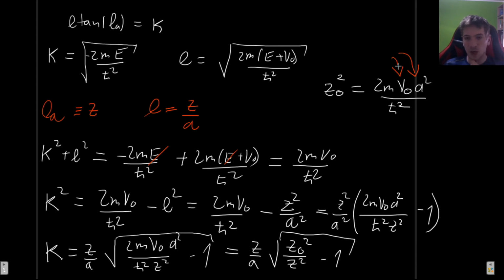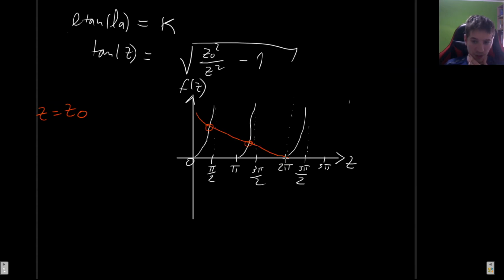Okay, so depending on how wide and how strong it is, it's going to have more and more bound states. And in fact, you can see as v0 and a grow larger and larger, z0 is going to grow larger and larger. And what does that mean? That means that the point where this is going to go to 0 is going to be every time larger. That means there's going to be more and more intersections, and that means more and more allowed bound states.